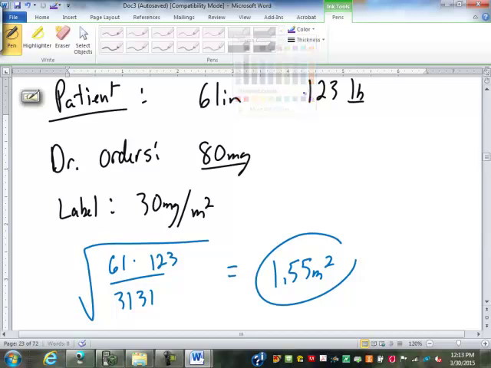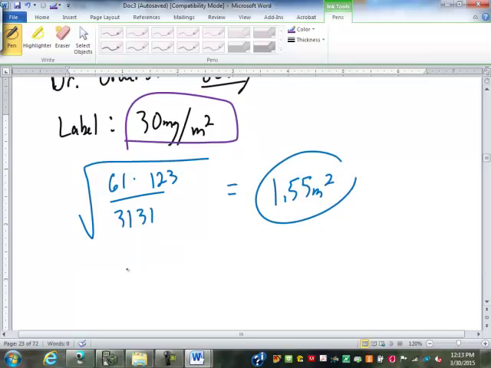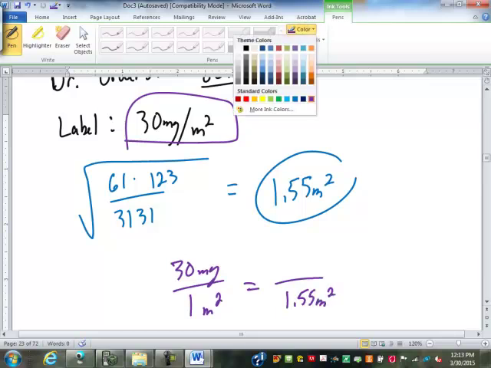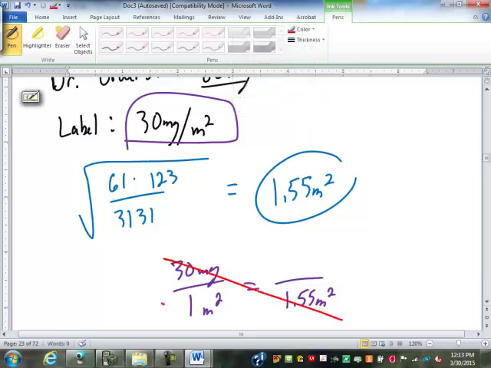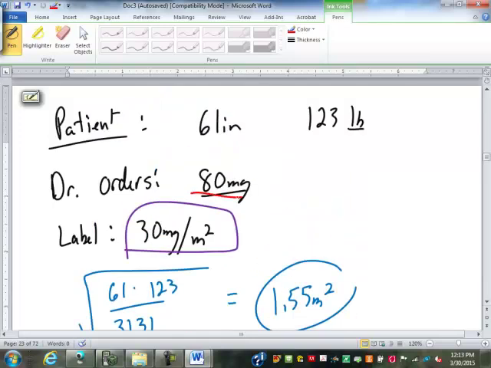So now we're going to take this label here to figure out what the safe dose is. 30 milligrams, and we're going to use a proportion just like we did for weight. 30 milligrams for 1 meter squared. We want to know how much that is for 1.55 meters squared. If you haven't noticed by now, obviously the doctor's dosage is way off. We cross multiply and divide. We're going to get 46.5 milligrams is the safe dose for this patient. The doctor had ordered 80, so they're way off on their dosage. Any questions?